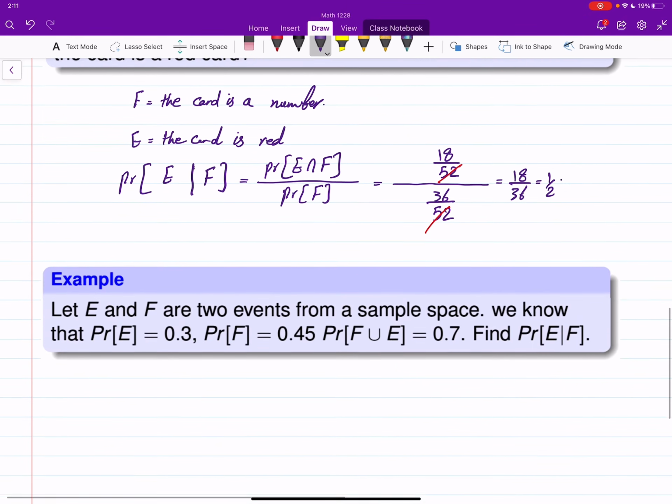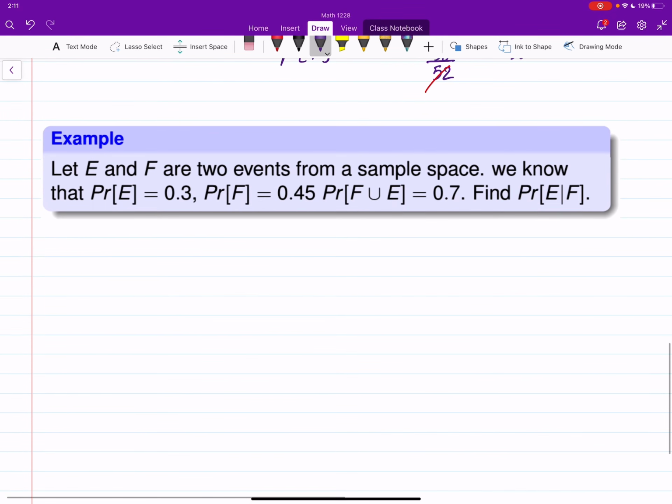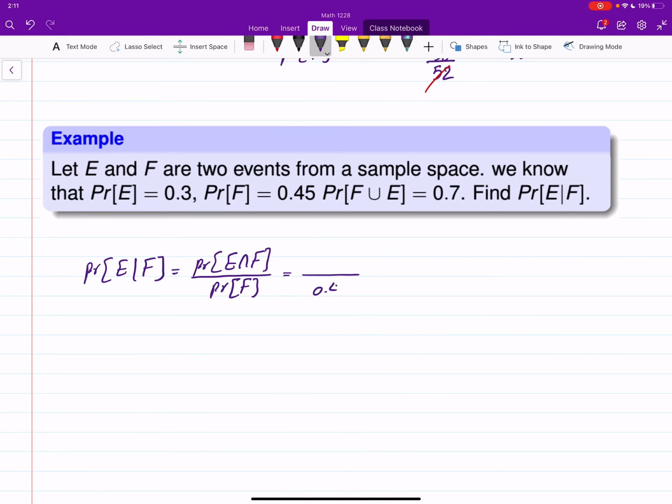Let's do another example. Let E and F be two events from the same sample space. What is the probability of E knowing F? Well, the formula says that we have to find the probability of the intersection, then divide it by the probability of F. The probability of F is given, it is 0.45. How about the intersection?